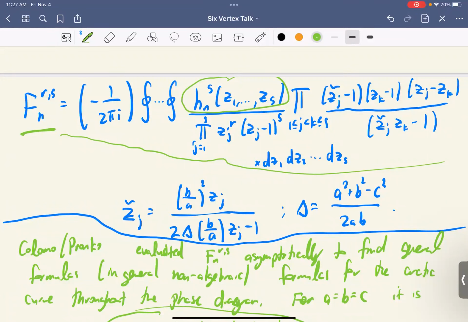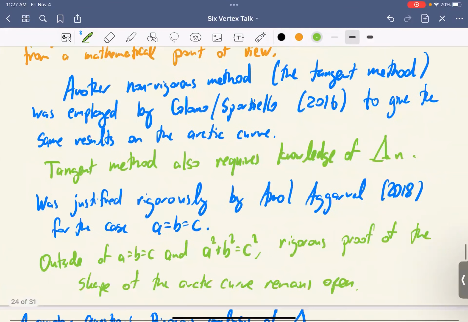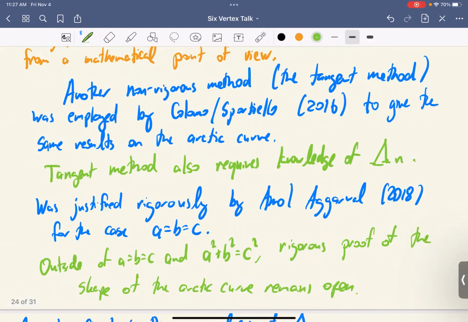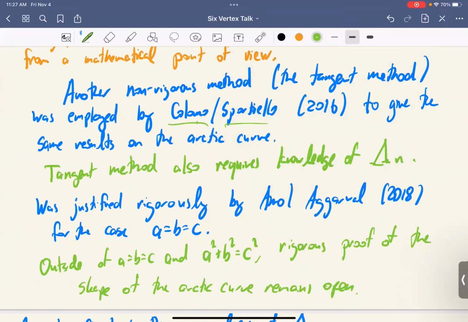Okay. Cool. Okay. There's another method to try to understand the Arctic curve, also in physics, which was developed again by Colomo and a different collaborator, Sportiello, which is the tangent method. I'm not going to describe the tangent method, except to say that it also relies on knowing where the Arctic curve touches the boundary. So that's a key ingredient in both methods. And they use this tangent method, again non-rigorously, to get the same results on the Arctic curve.